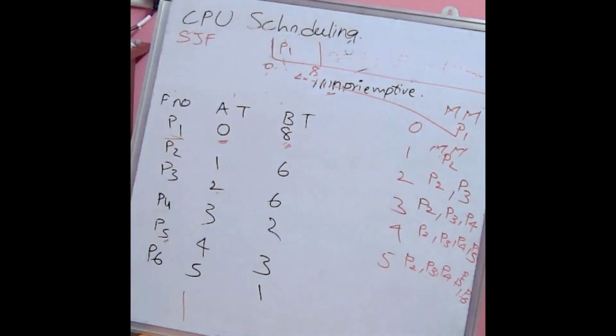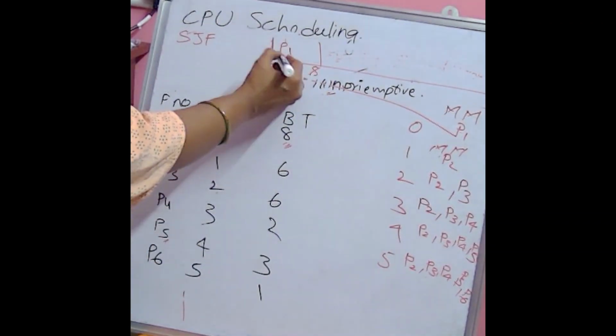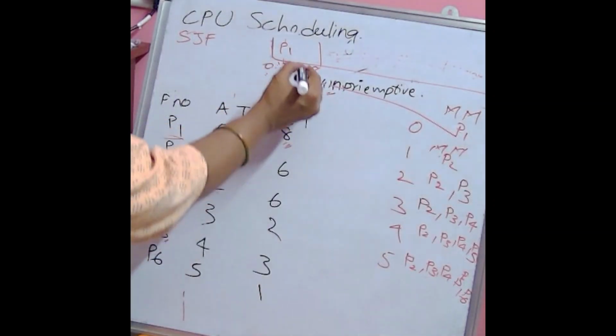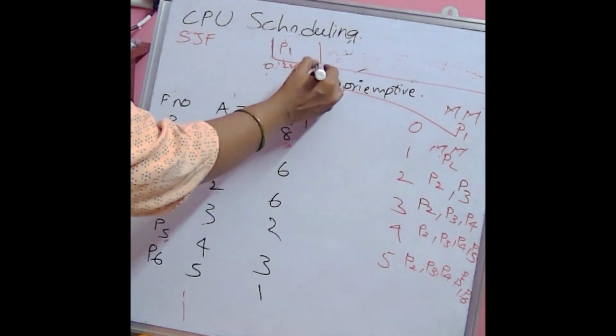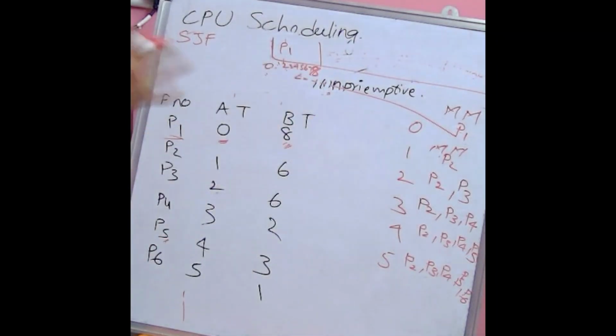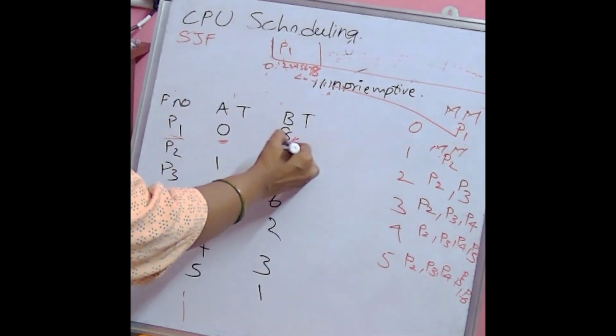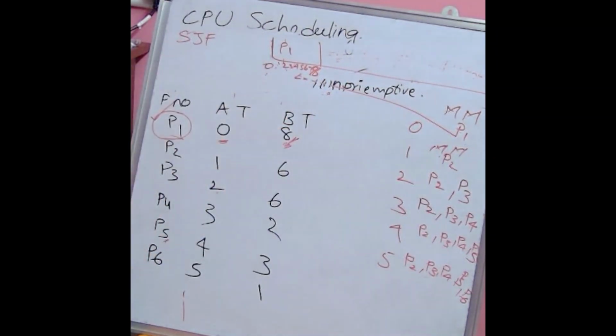It is continuing with the execution. 5 units of time are over. Next, at the 6th unit, no process entered, but the CPU is still with this one. 1, 2, 3, 4, 5, 6, 7, 8. Now the CPU has completed its execution of P1.